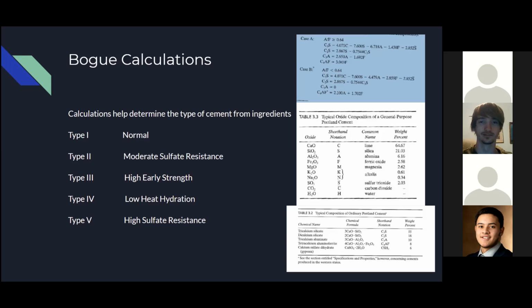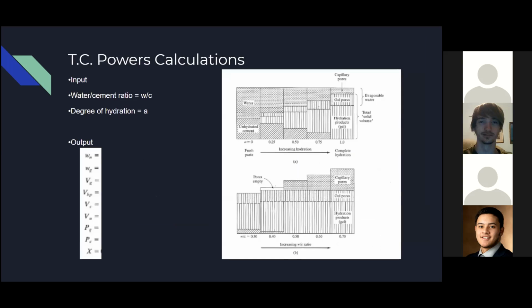Type 3 has a high early strength for when you need a concrete that sets very quickly. And then type 4 has low heat while it dries, so that way it doesn't overheat. And now we will have Nate explain the TC Powers.